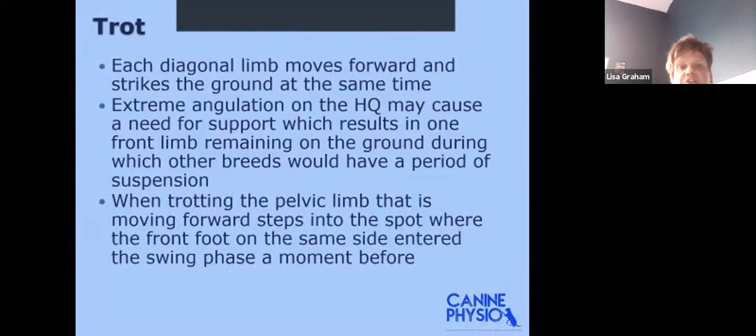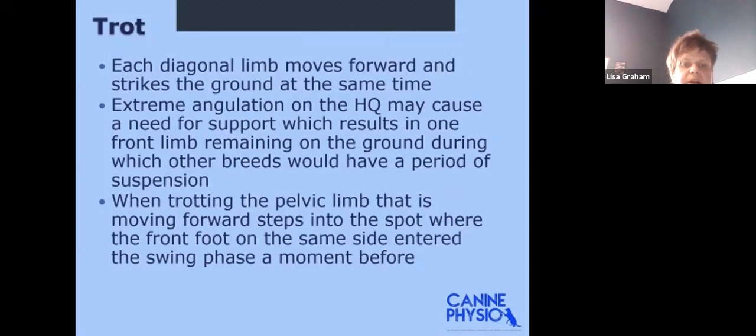With the trot, each diagonal limb is moving forward at the same time and strikes the ground at the same time. In some breeds, such as your German Shepherds, extreme angulation in the hindquarters might cause a need for support, which will result in one of the front limbs remaining on the ground, where other breeds would have that limb in a swing phase. They might maintain it into a stance phase a bit longer. So there's a breed-specific change that you need to keep in mind.